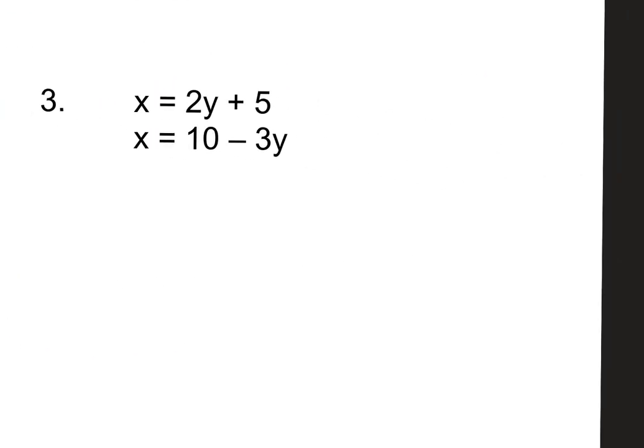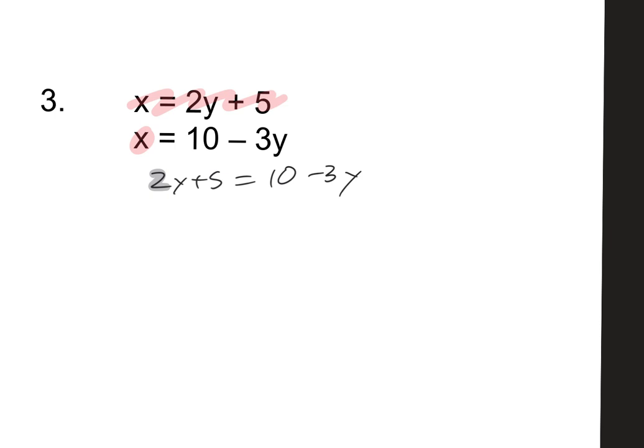Look, they're both already solved for x. That's simple. So what I can do is literally just take this whole equation and replace it there. So what would that look like? That would look like, oops, picked the wrong thing again. 2y plus 5 equals 10 minus 3y.